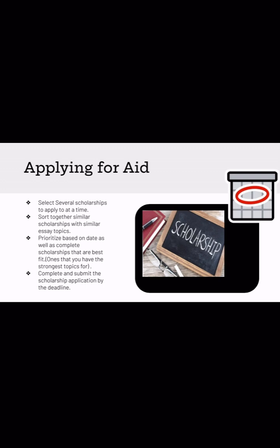You want to go through those scholarships and select several scholarships that you want to apply to. Some of my tips for doing that is I like to sort together similar scholarships that have similar essay topics or requirements. I also like to prioritize based on date that the scholarship is due, as well as scholarships that are best fit for me. So that would be scholarships that I have the strongest topic for, or that are easiest for me to write, that I know I can do a good job on.